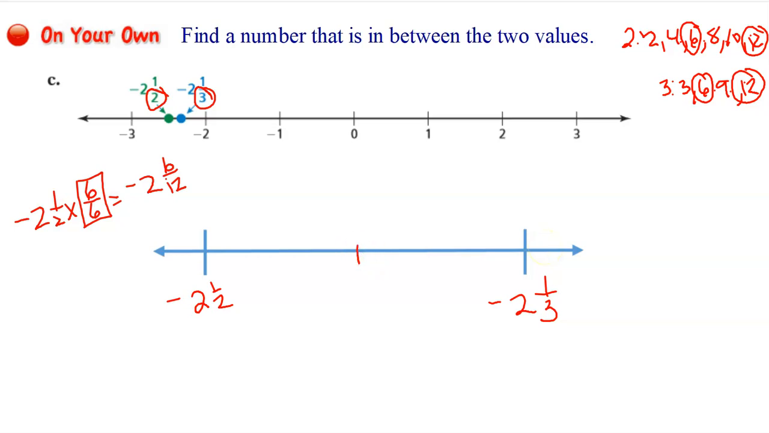So I'm going to put in blue under here. This is negative. Oops, I made my numbers wrong. Sorry about that. You might have to erase yours.